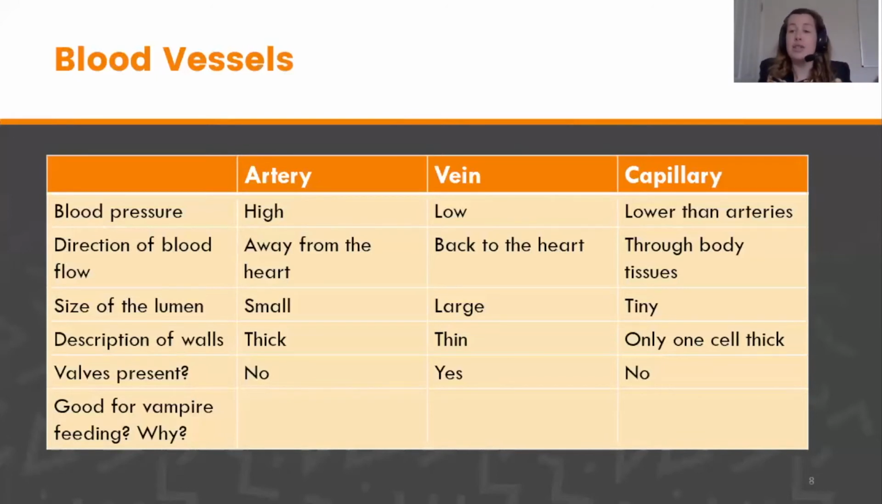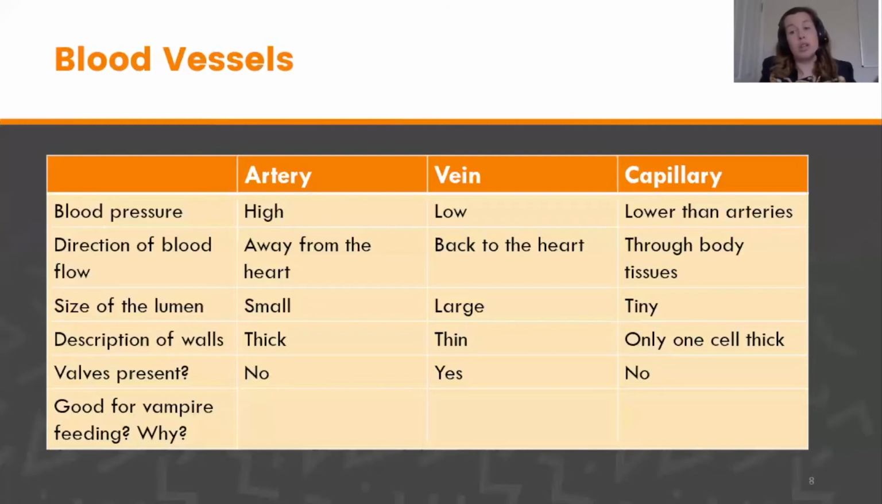Which of these would be good for vampire feeding? Well, capillaries, I would probably discount straight away because they're so narrow and they're so thin. The blood flow would be really, really slow for the vampire. Would be there for ages. And also they're so tiny. I don't know how good a vampire's eyesight would be. Would they even see them?